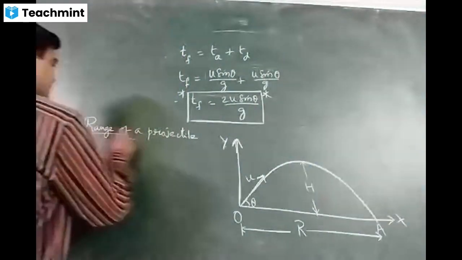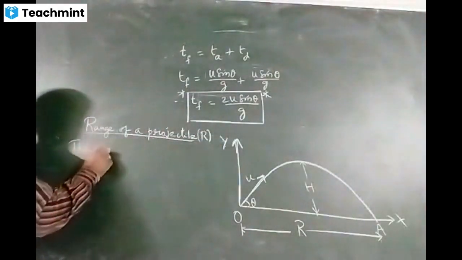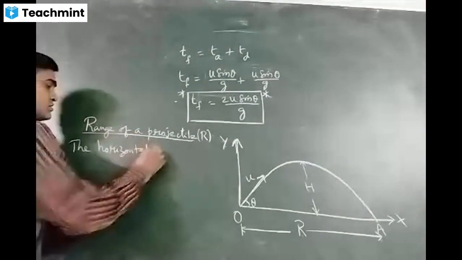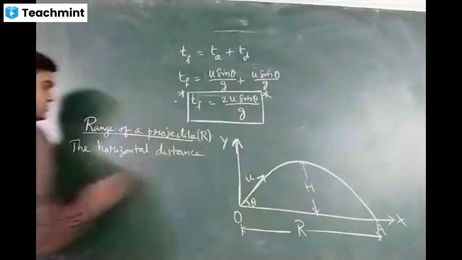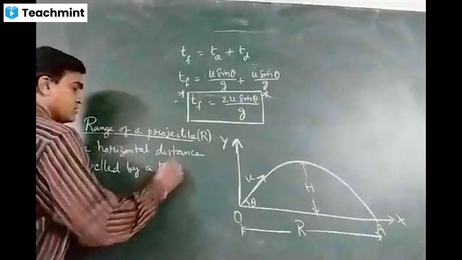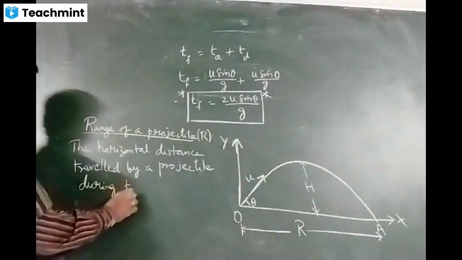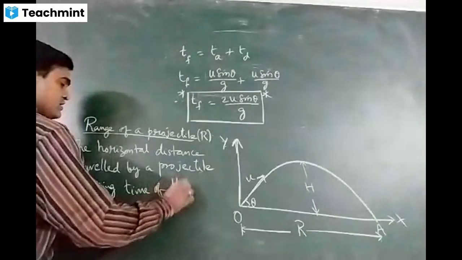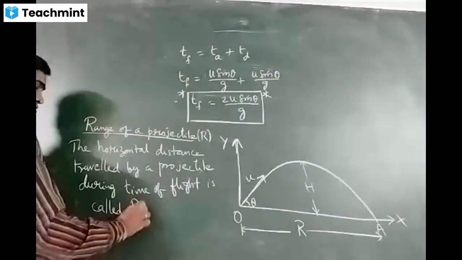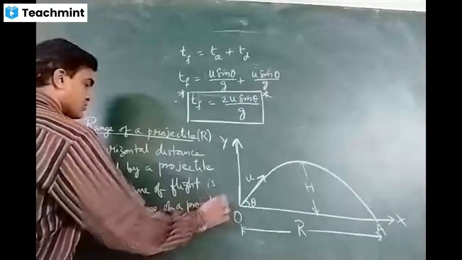Let me write. Range of a projectile, symbol will be denoted with R. The horizontal distance traveled by a projectile during time of flight is called range of a projectile.